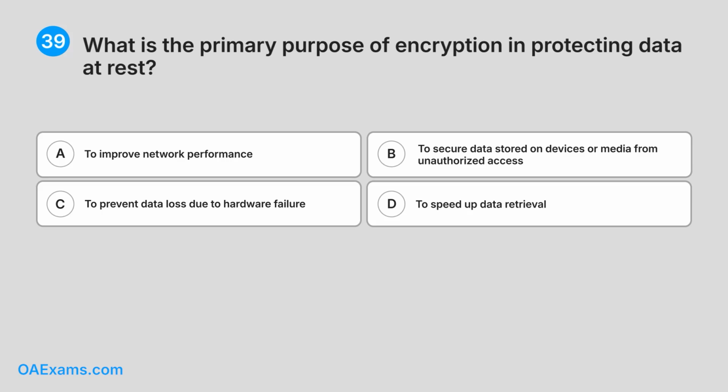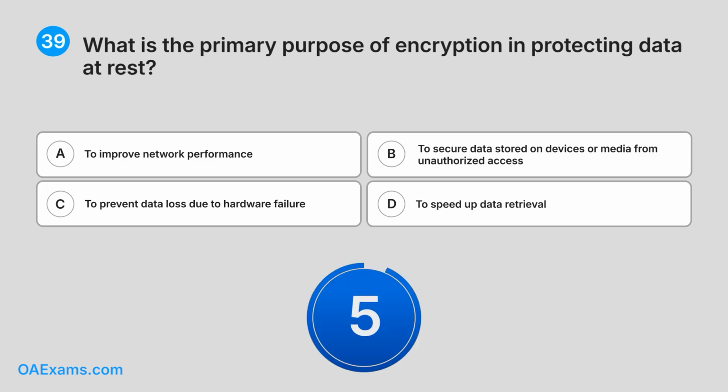39. What is the primary purpose of encryption in protecting data at rest? A. To improve network performance, B. To secure data stored on devices or media from unauthorized access, C. To prevent data loss due to hardware failure, D. To speed up data retrieval. What do you think is the answer?